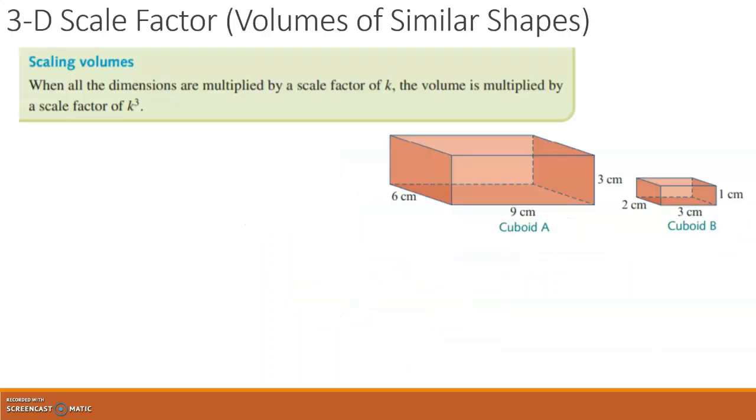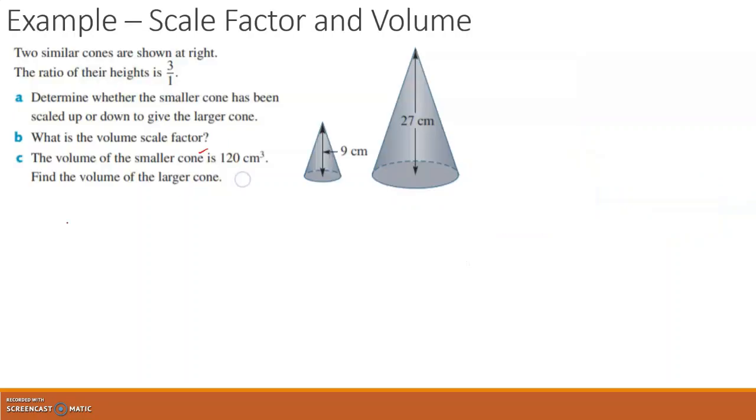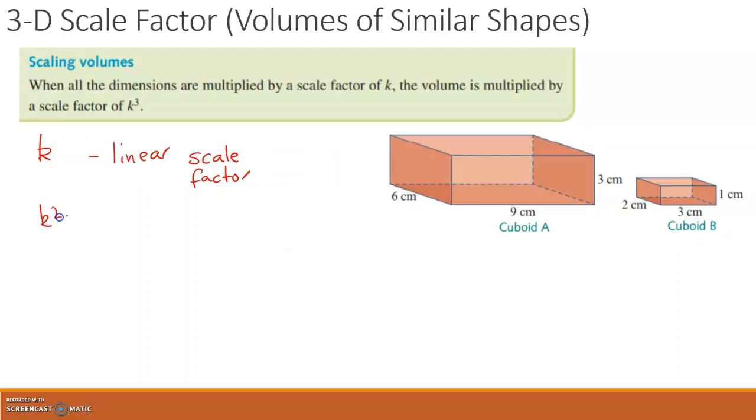Let's now have a look at what similarity does to the volumes of 3-dimensional shapes. We've had a little bit of a look at what they do for areas, but let's just remind ourselves. Essentially, if we have a scale factor of k, that's our linear scale factor, then that means the area scale factor will be k squared. So we've already learnt about that. This is just a reminder.